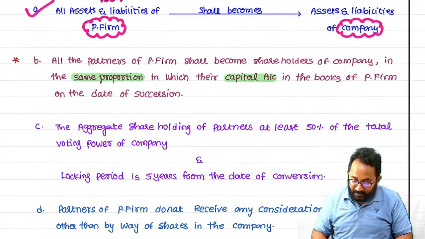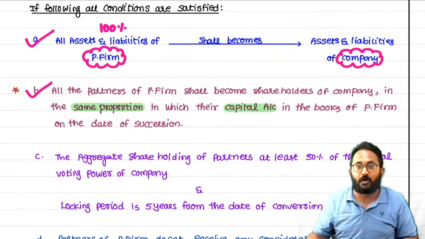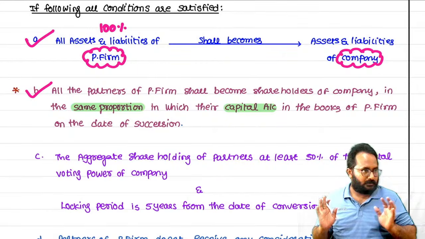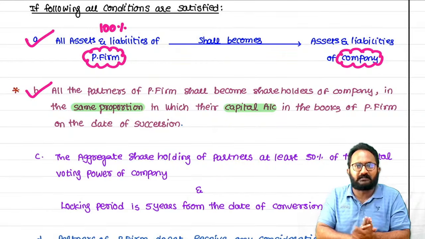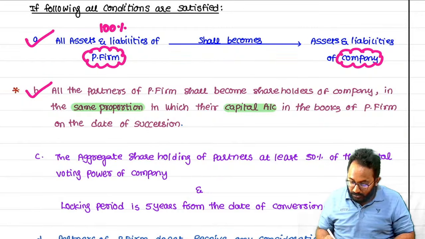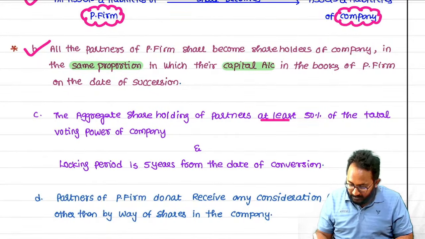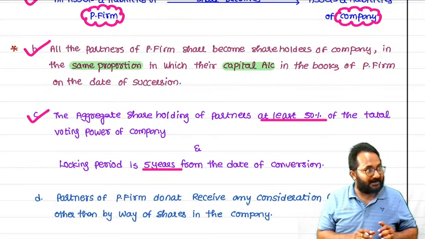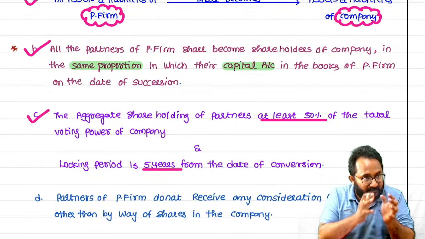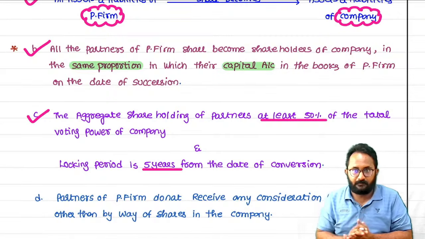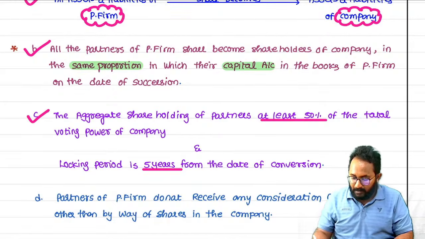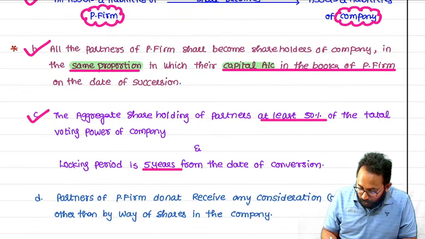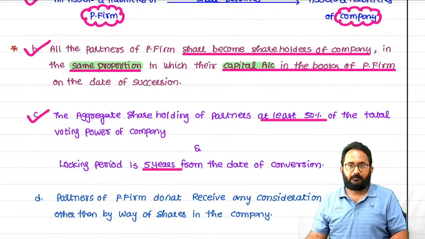Next, partners in the partnership firm are required to become the shareholders of whom? Company. Previously the sole proprietor was required to become one. Here all partners: if 5 partners are there, the 5 partners are also required to become shareholders of the company. But all together they need to hold how much? 50%. The lock-in period is how many years? 5 years. But remember, the 5 partners have a capital ratio in the partnership firm's books of accounts, right? In the same proportion, they are required to hold the shares. They are required to become the shareholders of whom? Company.